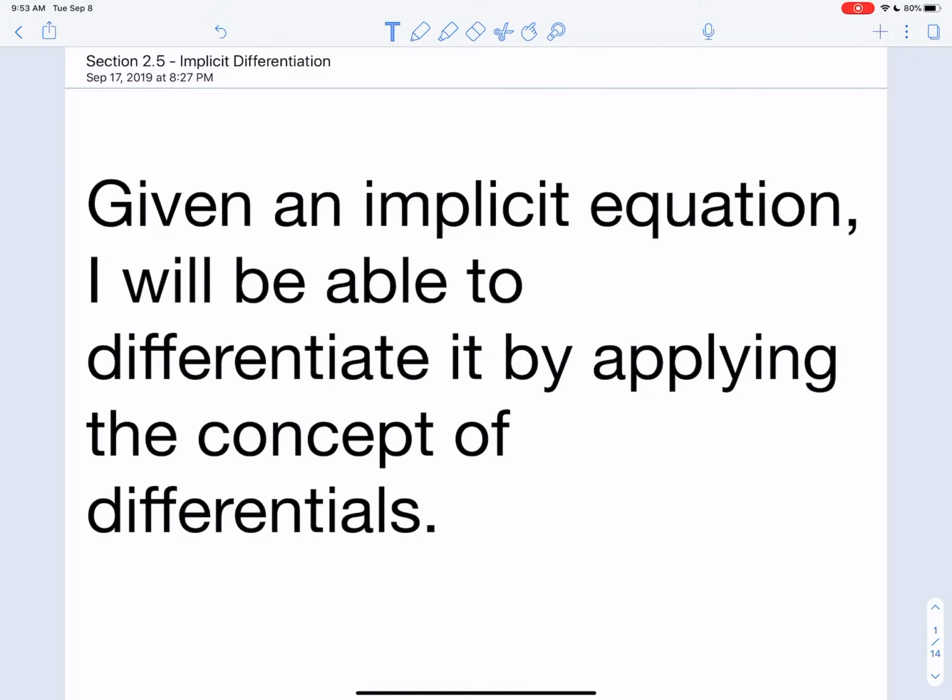Hey guys, this is section 2.5, implicit differentiation. Go ahead and write down this FLT here. Pause and play whenever you're ready, okay?